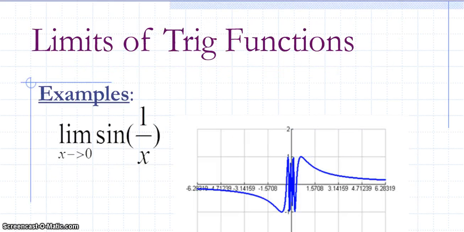So here I have the limit as x goes to 0 of sine of 1 over x. I also included a graph here so we can get a pretty good idea of what's going on. We can see from the left and from the right on the graph, as I get closer to 0, it appears that the graph just gets all jumbled. So, exactly what is happening?